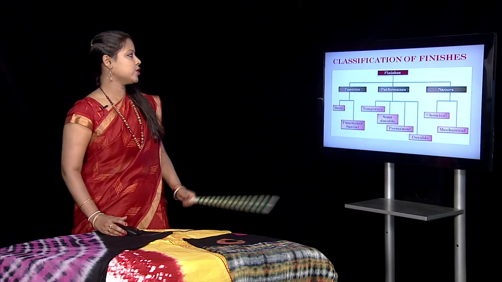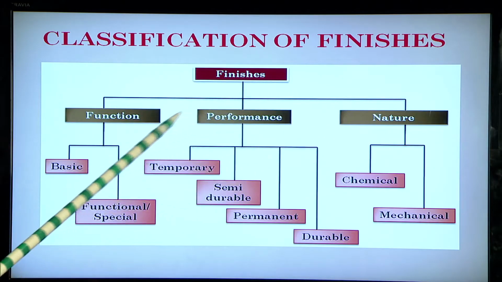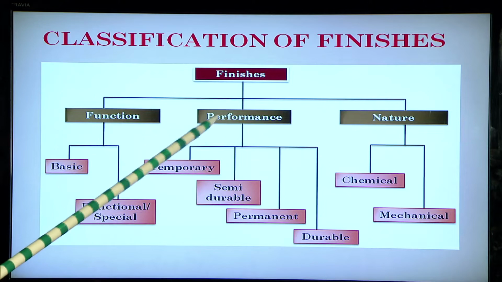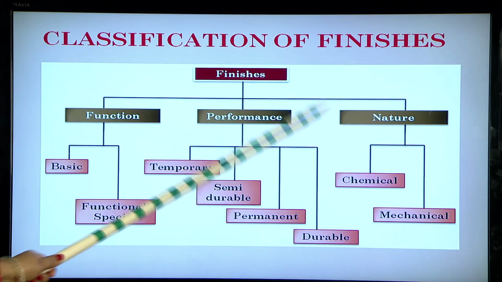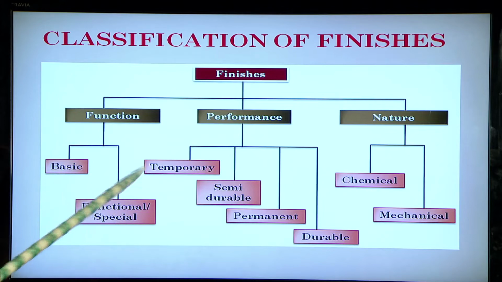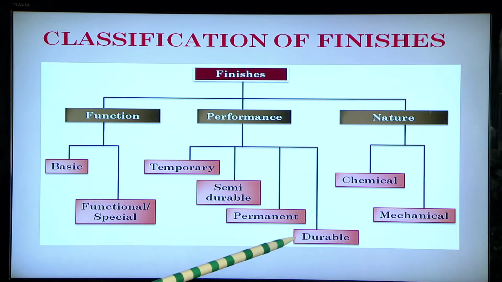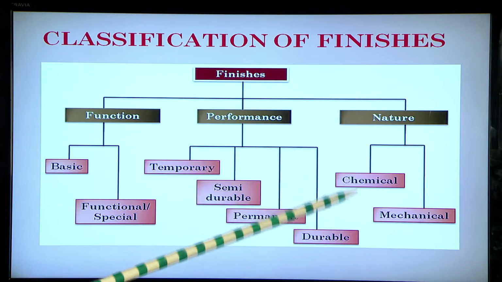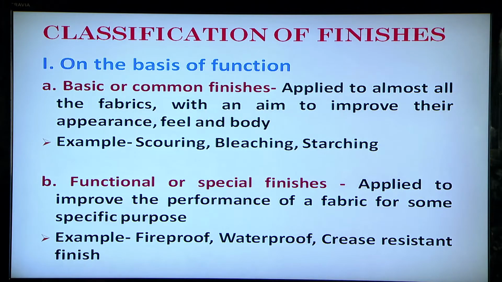If we see the classification of finishes, the finishes can be classified into three types. First, on the basis of the function, second on the basis of the performance, and third on the basis of nature. On the basis of function, finishes can be of two types, basic and functional finishes. On the basis of performance, the finishes can be temporary, semi-durable, permanent and durable. On the basis of nature, the finishes can be chemical and mechanical finishes.